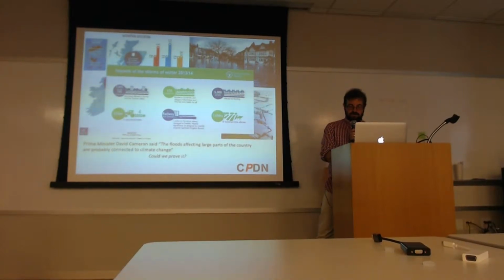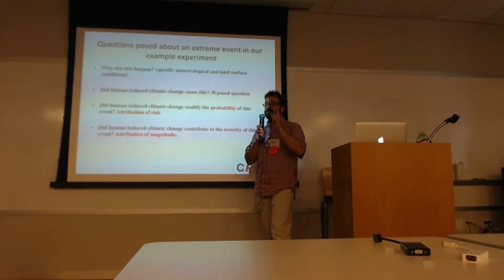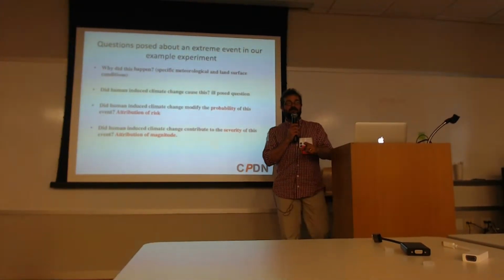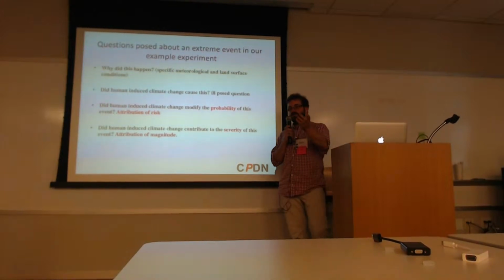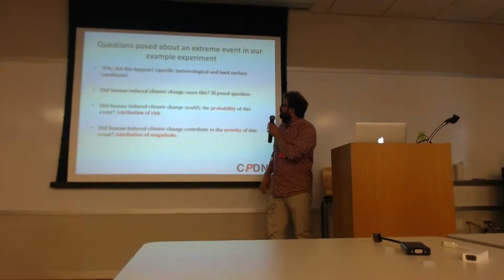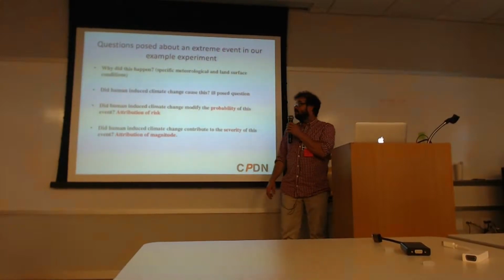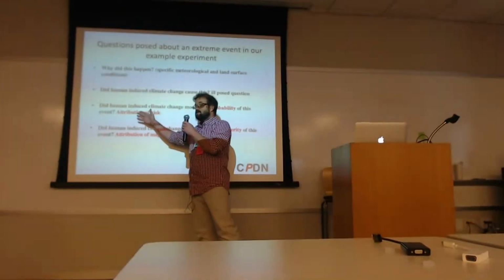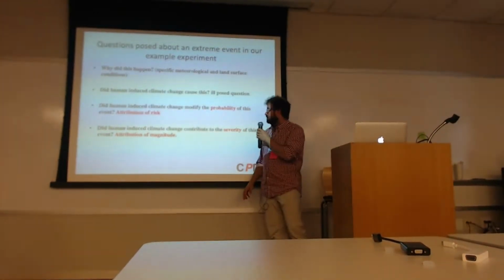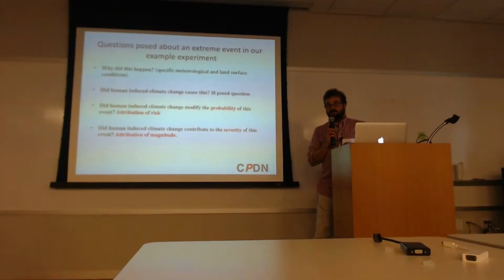Now, one of the things our project does, where we talk about attribution, so extreme event attribution, is we talk about this in two ways. We never say a particular event was caused by climate change, because you can't do that, because that's a really bad question, and normally there's such variability that it's not going to work. But what we do is ask: did human-induced climate change modify the probability of this event occurring, i.e. the change, can we attribute a change in risk, or did human-induced climate change contribute to the severity of the event? Attribution of magnitude.